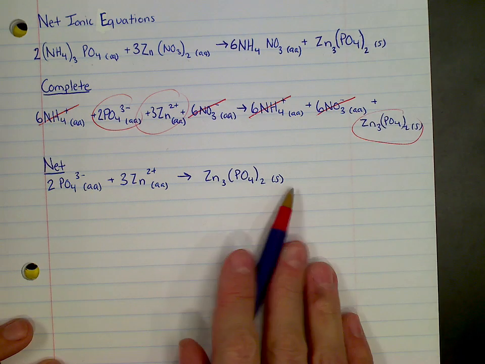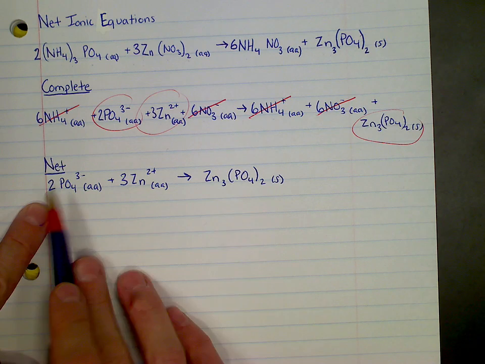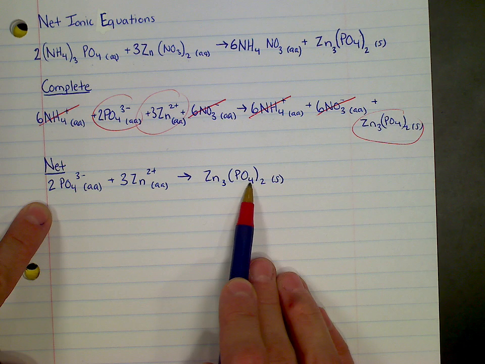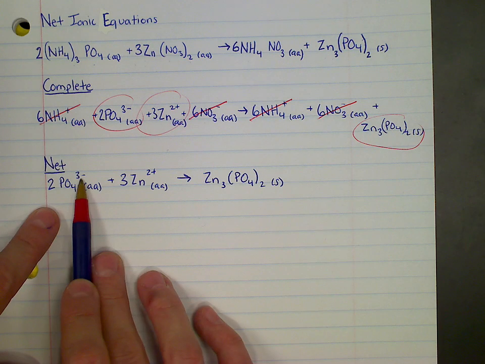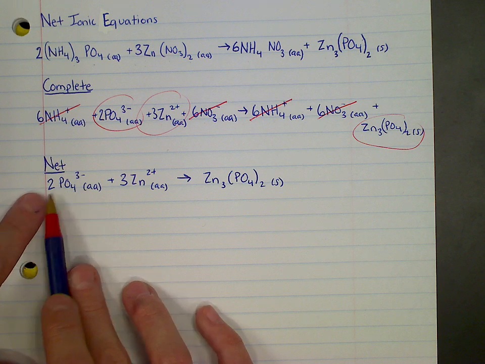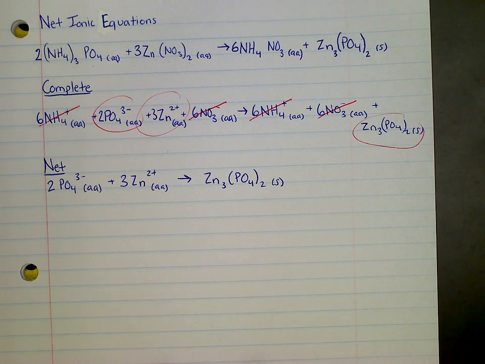Alright, cool. So I can double check that I did this correctly in that I've got a complete balanced net ionic equation. So 2 PO4s, 2 PO4s, 3 zincs, 3 zincs, and I double check that I've included the charge, the number of the ions, and the state for everything. Okay? And that looks good. So I know I've done it.